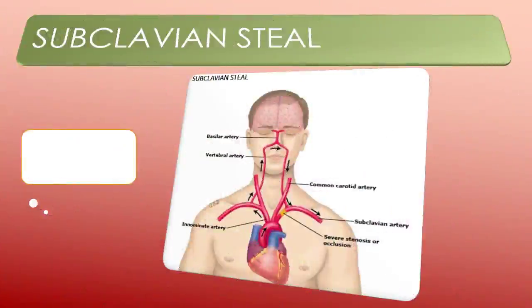Subclavian steal is going to happen in the upper extremities from a subclavian artery occlusion or stenosis, resulting in altered blood flow and ischemia in an arm. The surgery is recommended as an intervention for cyanosis or pain, where there's a severe occlusion or stenosis of the subclavian artery that's causing problems.